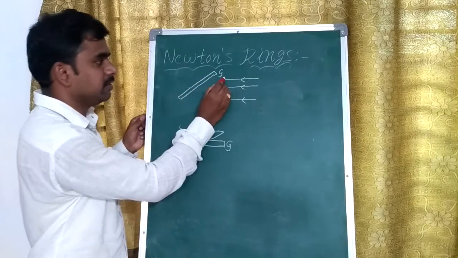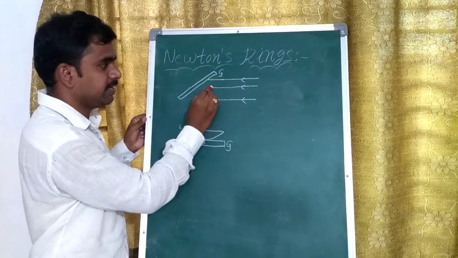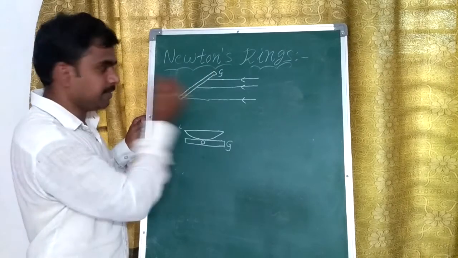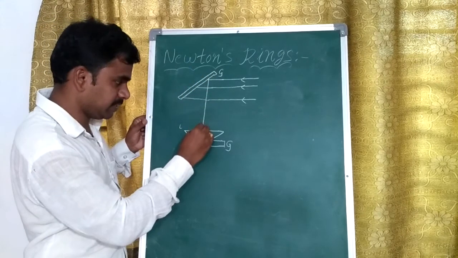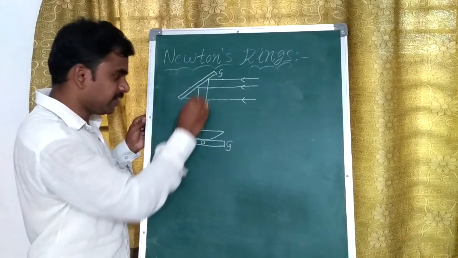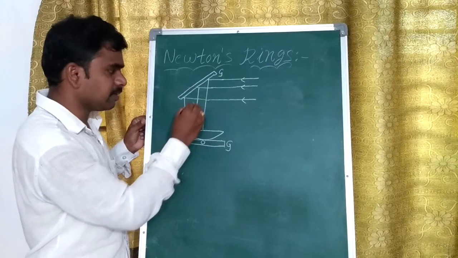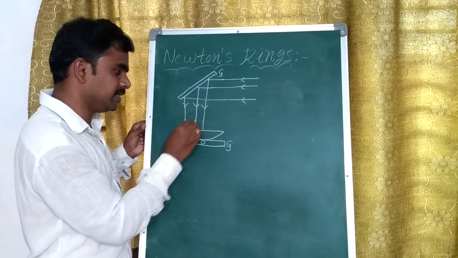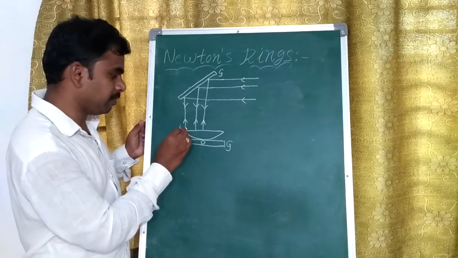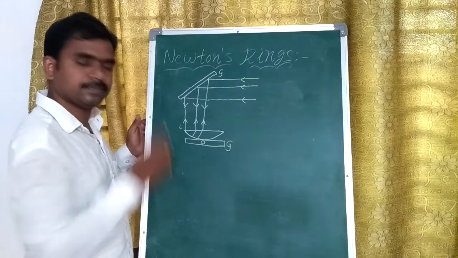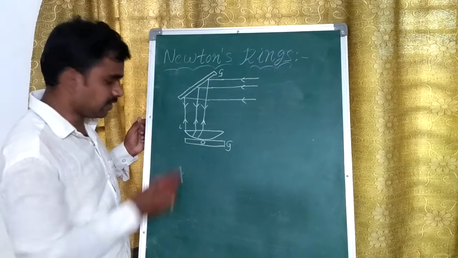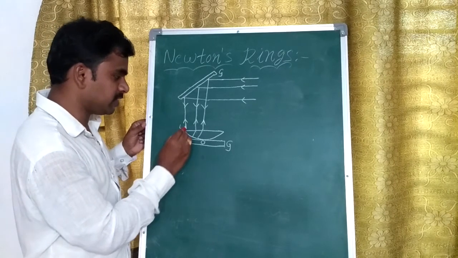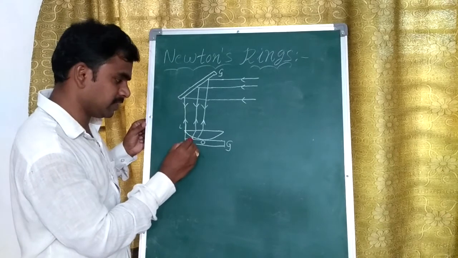The rays coming from the source are incident on this glass plate, and some of the part will be transmitted and some will be reflected. The reflected beam reaches our plano convex lens. Once again, some of the part will be reflected and some will be transmitted or refracted. The refracted beam reaches our thin film here. Once again, some of the part will be reflected and some will be transmitted.